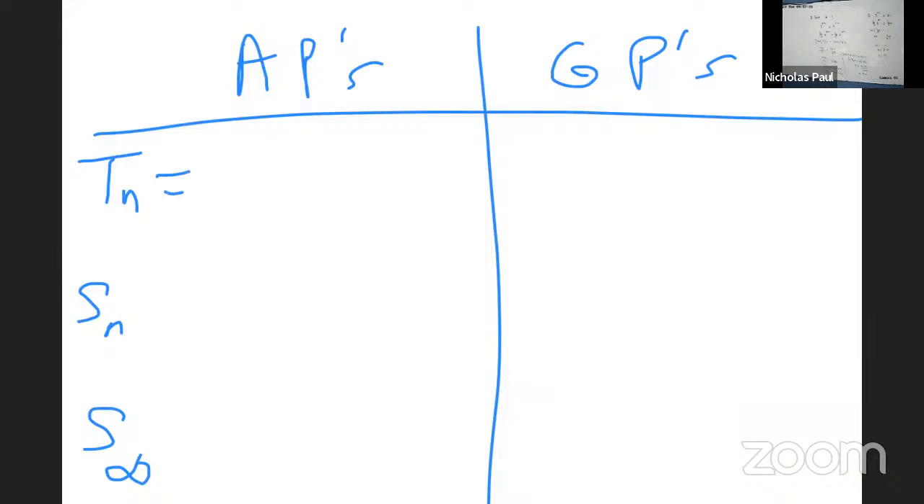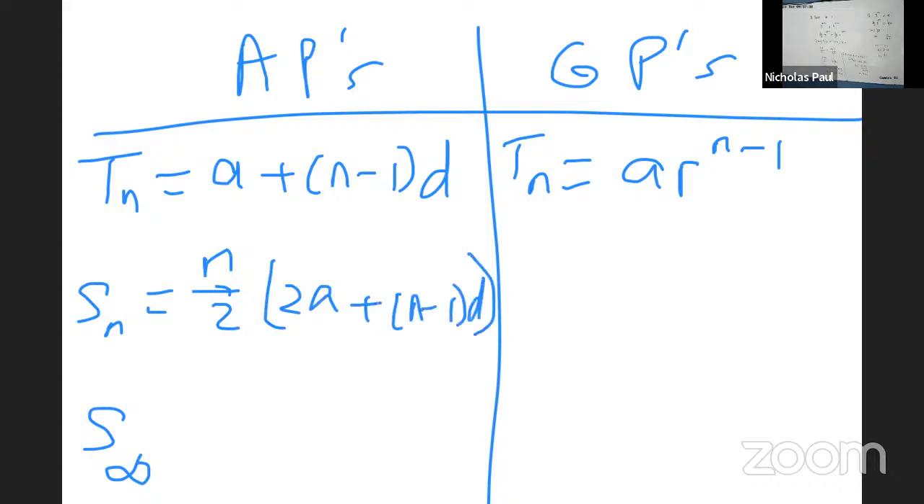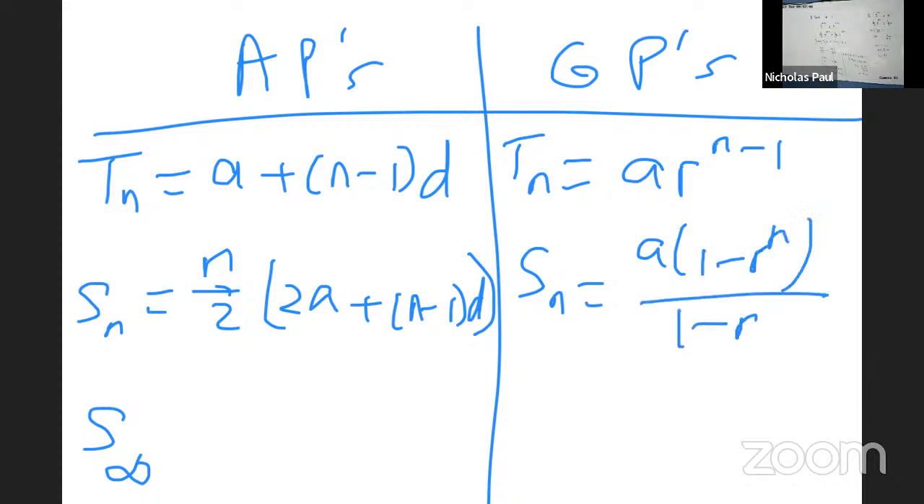So T to the n is what? a plus n minus 1 d. And GP is what? a r to the power n minus 1. Right? Sum is what? n over 2, a plus n minus 1 d. Right? And here is what? That is a, in brackets 1 minus r to the power n, over 1 minus r. That's when r is less than 1, right?